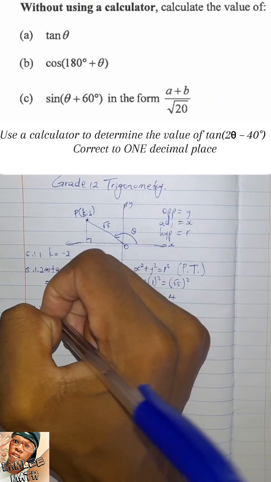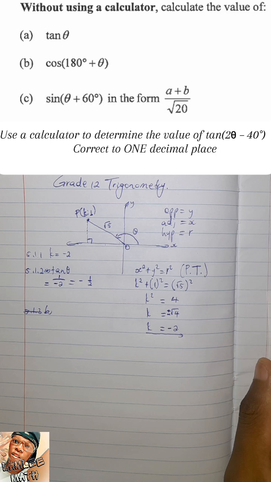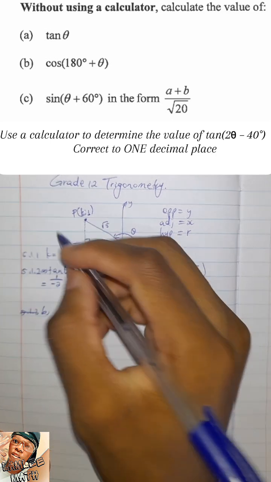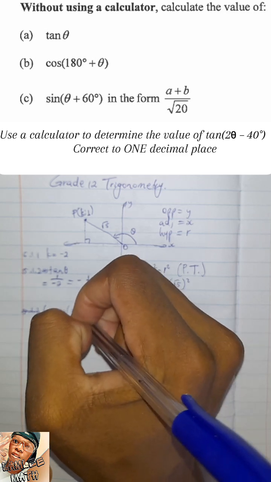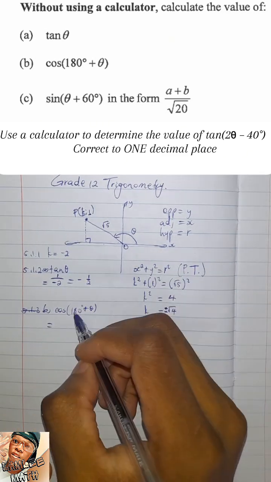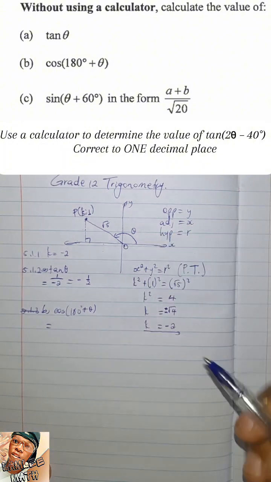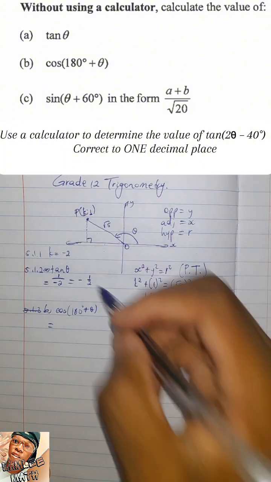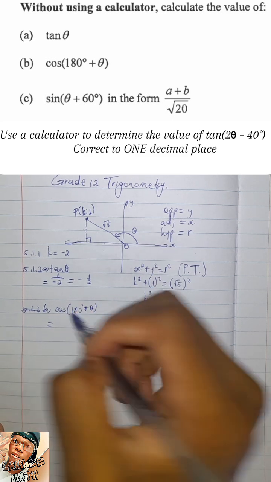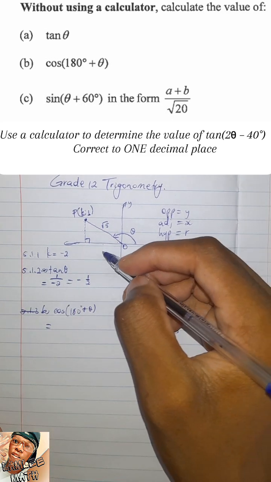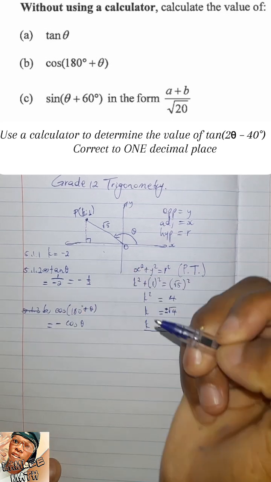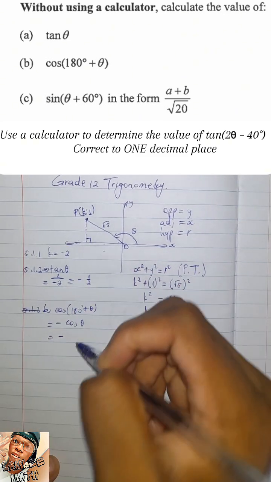So now we're at 5.1.2b. It says calculate cos of 180 plus theta. So cos 180 degrees plus theta, right? So 180 plus theta is in the third quadrant, right? Because we have 180, we're just going to leave cos to be the same. However, in the third quadrant, cos is negative, so that's negative cos of theta.